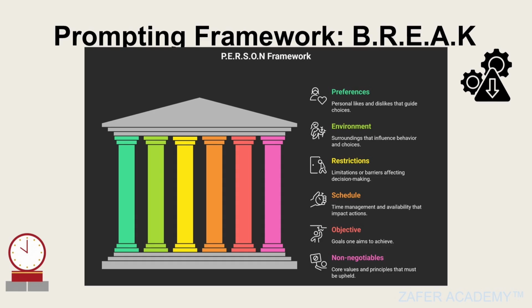P stands for preferences, E for environment, R for restrictions, S for schedule, O for objectives, and N for non-negotiables. We've already seen how to build a diet plan, right? We've already seen how to make our diet plan focused on a particular goal, maybe to lose weight, maybe to gain a particular nutrient, maybe to become more healthy, maybe to eat a balanced meal, whatever.